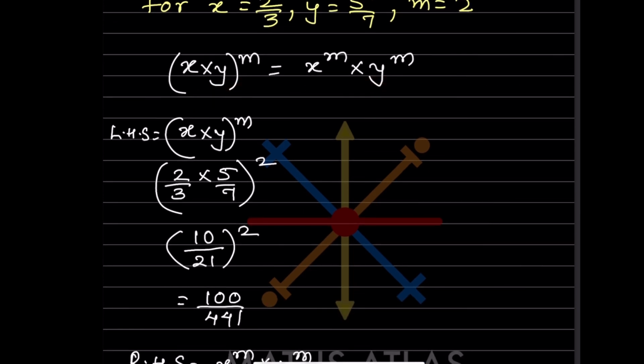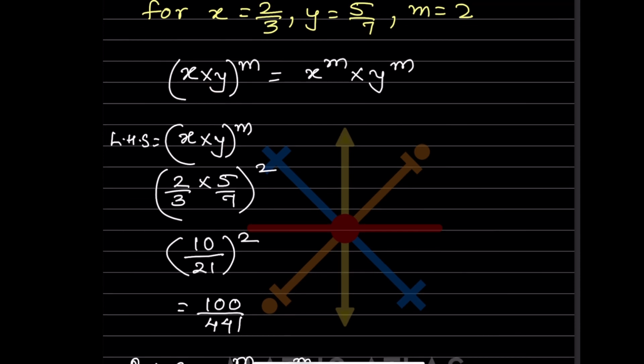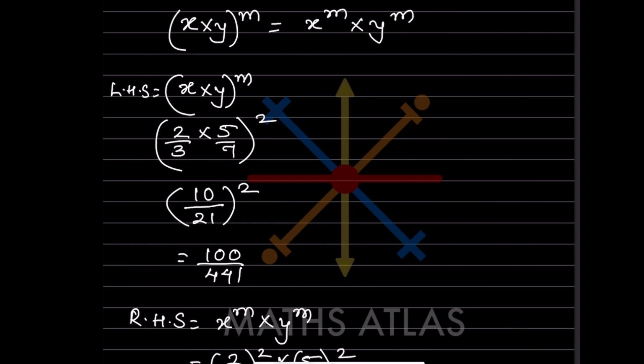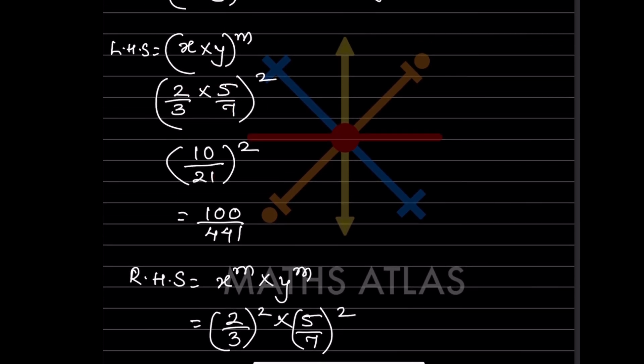So let us start with the left hand side, x into this part. So now we know the values of x, y and m. So we are just going to put x is 2 by 3, y is 5 by 7 and m is 2. So now let us solve this one. We cannot simplify this one. So directly 5 2s are 10, and this will be 21 raised to 2. So this will be 10 raised to 2, and this will be 21 raised to 2. So that will be 100 by 441.